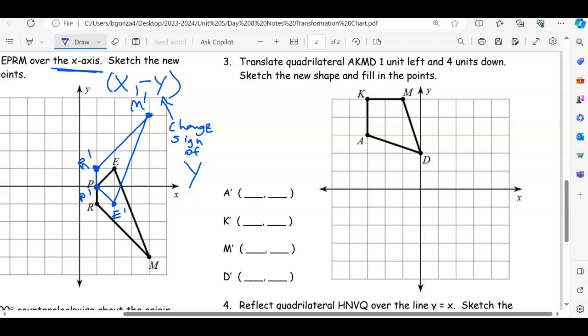So A, K, M, D. Go ahead and write down A, K, M, D. Now everybody, if I put my pencil at 0, 0, to get to A, I have to go 1, 2, 3 to the left, and then 1, 2, 3 up. Do you know the coordinates of 3 left, 3 up? What is that?